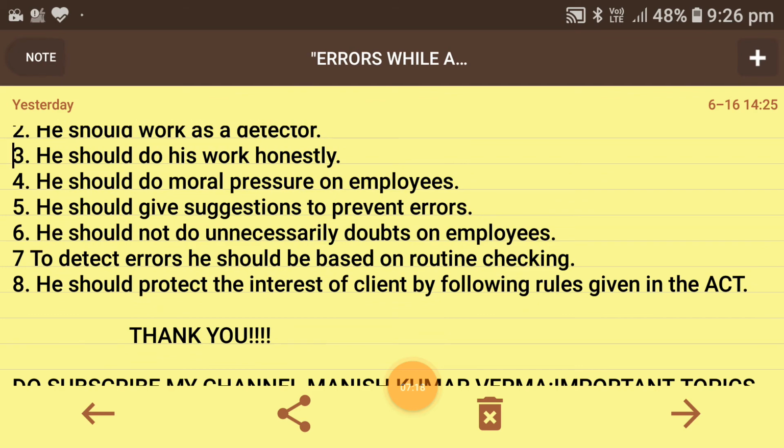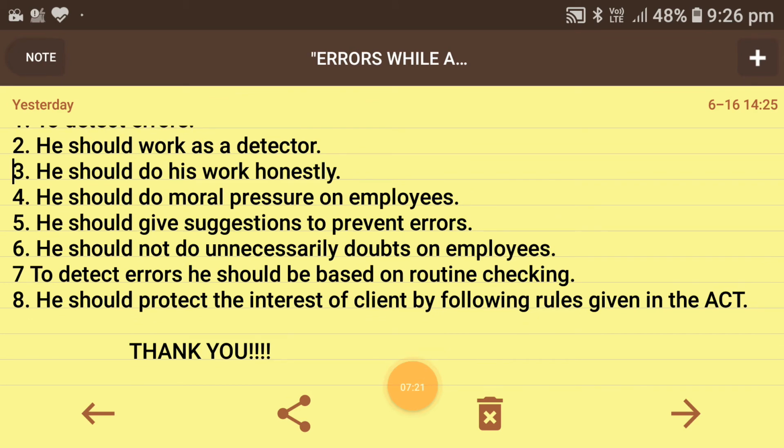Next, to detect errors, he should rely on routine checking. Routine checking is very important as far as every business's accounting is concerned, because it plays a very important role in detecting errors. It is a kind of checking made by the internal management as well as by outside management. So the auditor should ask, if you have done routine checking, give me the report according to which I am auditing your company. So he should ask for the routine checking report.